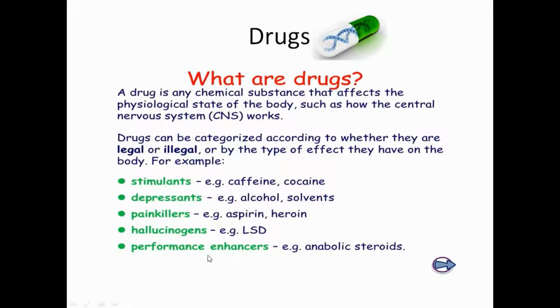Now, performance enhancers. We all know certain bodybuilders like to take steroids, anabolic steroids, just to enhance their performance. Sometimes athletes like to take certain performance enhancers so that they could work more effectively. Those are all drugs. Let's move on to the next aspect.